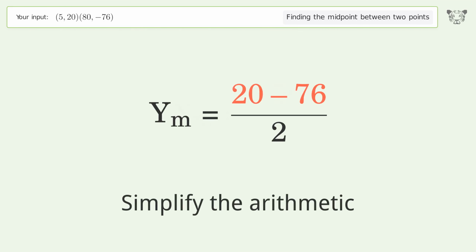And so, the midpoint is 42.5, negative 28.